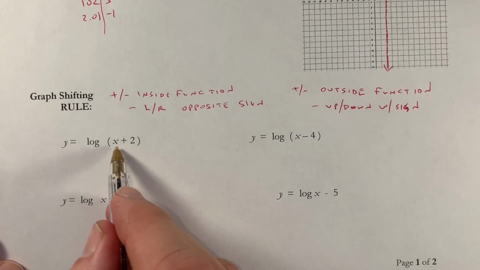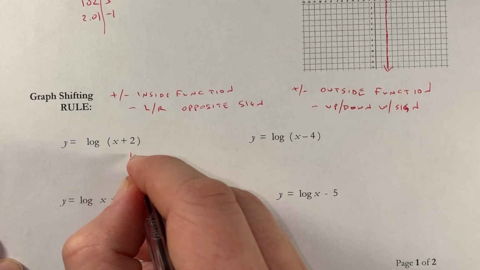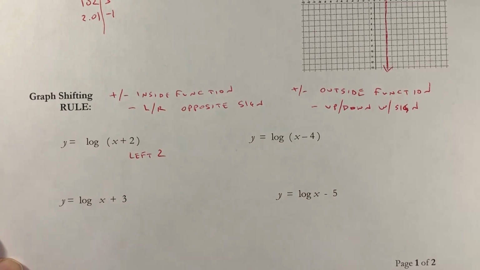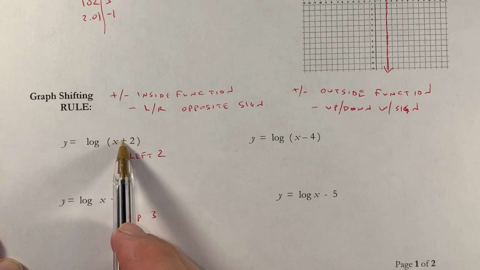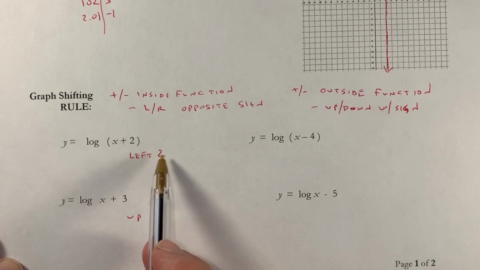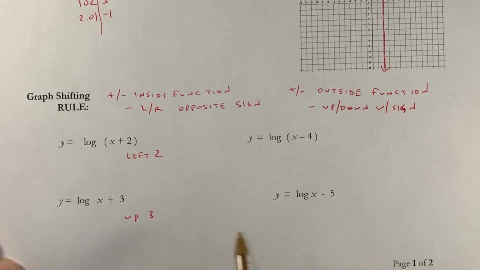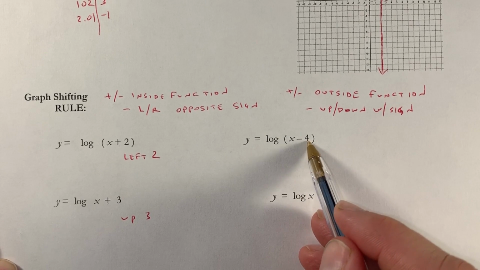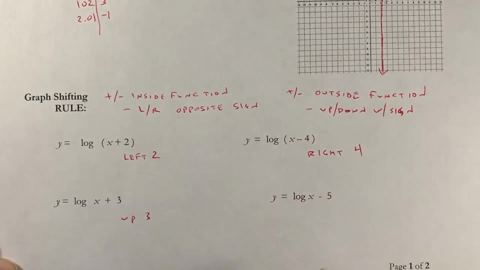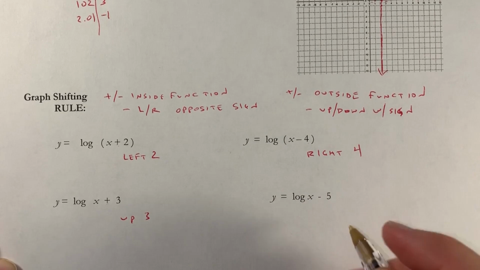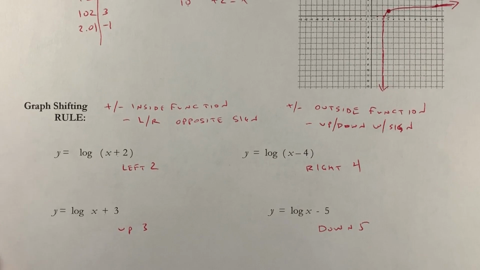Okay, so this function right here, if I was to graph it, would just be shifted left 2. This one would be up 3. Inside the function, we go opposite the sign, left 2. Outside the function, up or down with the sign, up 3. So a minus 4 inside the function tells us to go right 4, and a minus 5 outside the function tells us to go down 5.